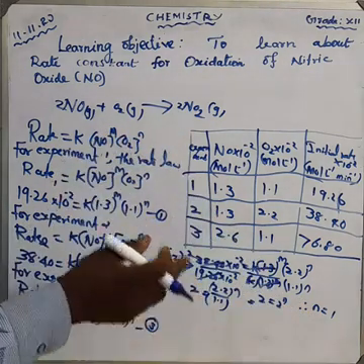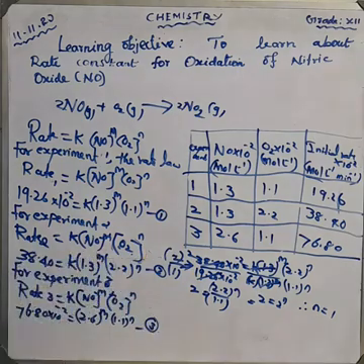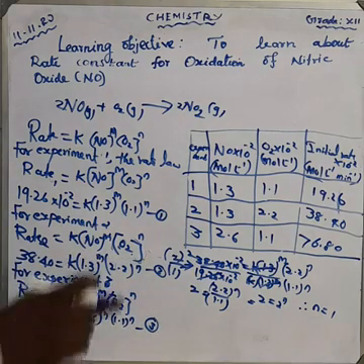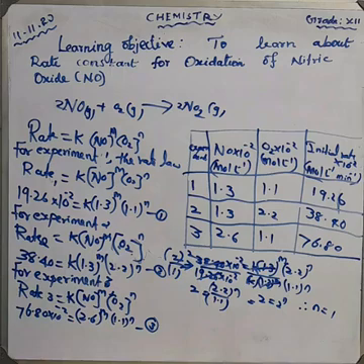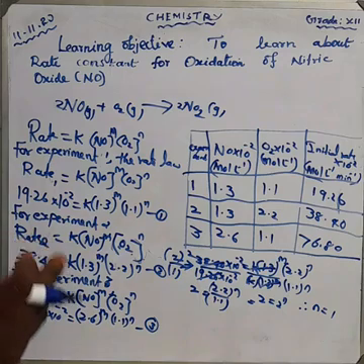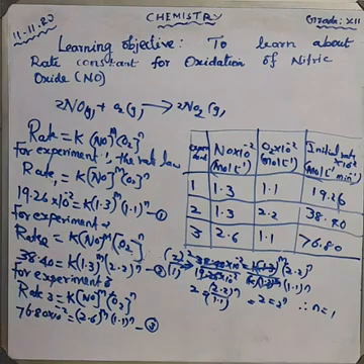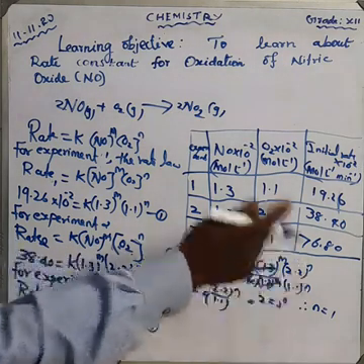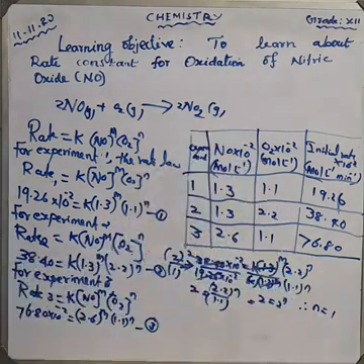That means, therefore, the reaction is first order with respect to O2. n equal to 1 means first order; n equal to 2 would mean second order. So here the n value becomes 1, so the reaction is first order with respect to O2. Then the next one is equation number 3.